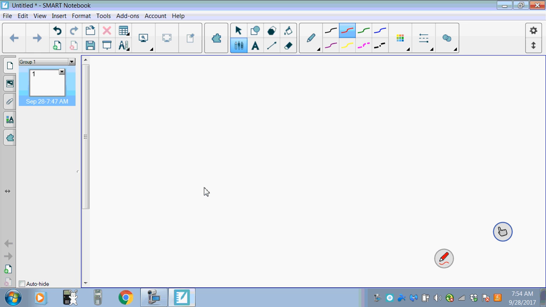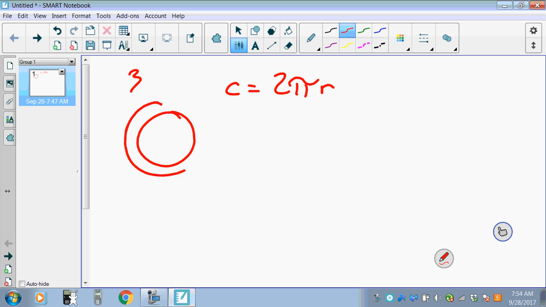Number 3. This is a real formula: circumference equals 2 pi times the radius. Again, if you recall, the circumference is the distance around the outside of the circle, and the diameter is the distance across the center of the circle, from one point on a circle to another point on a circle through the center. The radius is from the center of the circle to the outside, 1/2 the diameter.